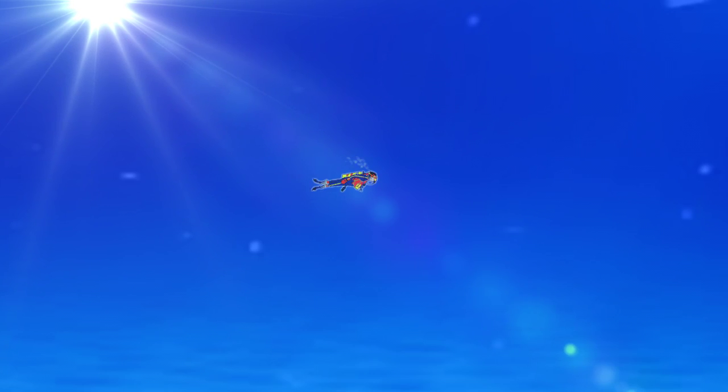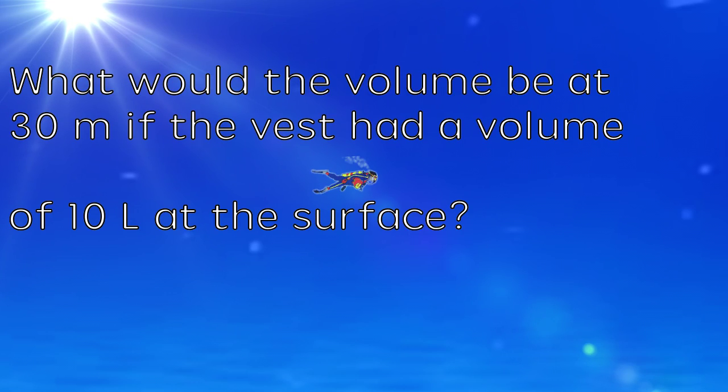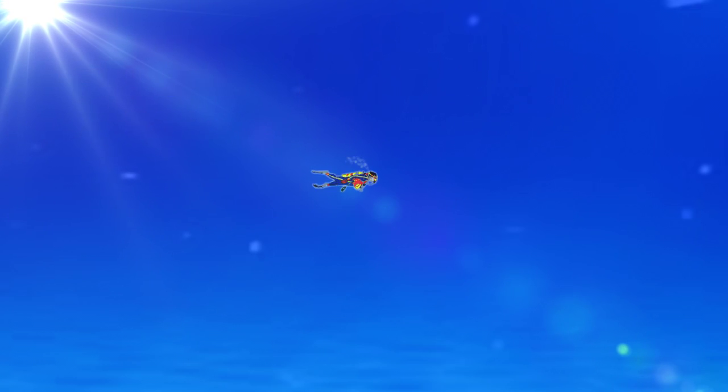To apply the law to the vest is pretty much the same sort of deal. You find the information that you were given and apply it to the equation. For example, the question was, what would the volume be at 30 meters if the vest had a volume of 10 liters at the surface? Right. First, we recognize straight away what we were given. 30 meters, the volume of the vest being 10 liters, and the surface ATM, which is always 1 ATM.